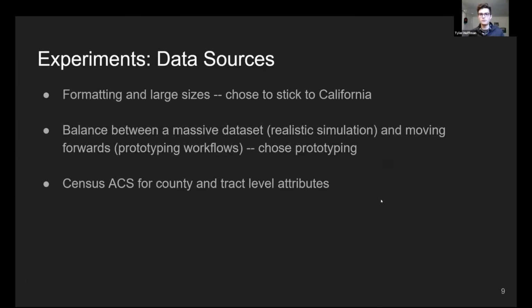So to check out how this actually works, we did some experiments with California origin-destination flows and fit a spatial interaction model to estimate how these flows worked, using the US Census American Community Survey for county and tract level attributes. In terms of the balance between realistic simulation versus prototyping, we chose to prototype this and stick just to California for our scope.